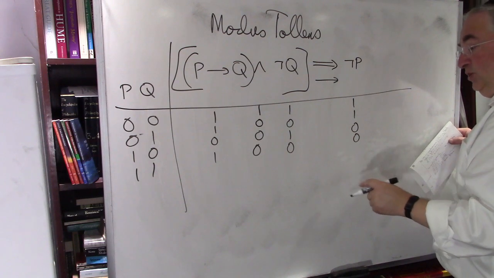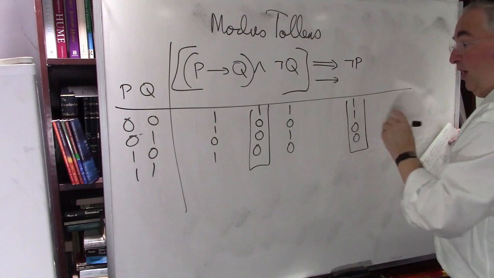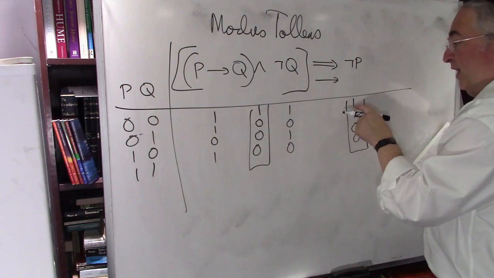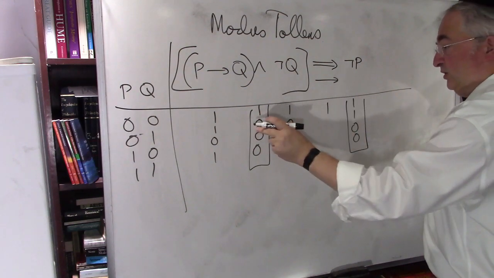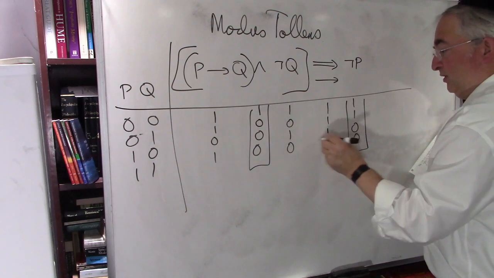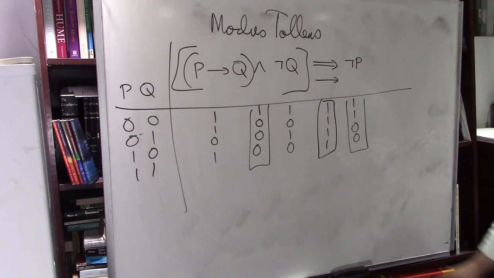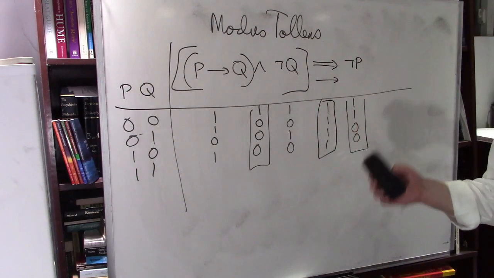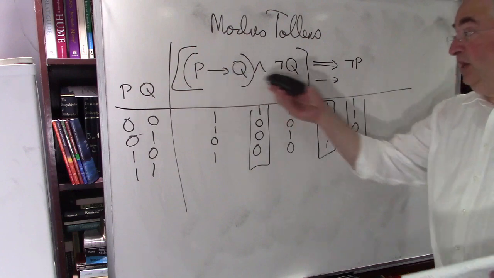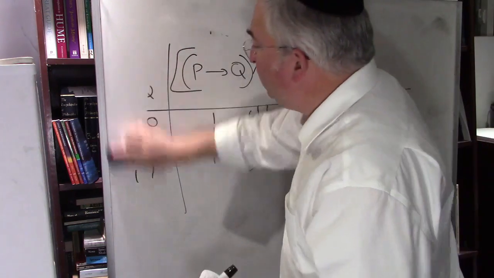Okay, question. This is not the same as this, but it implies it. Ready? 1 arrow 1 is 1. 0 arrow anything is 1. It's a tautology. Okay, so here are two examples of one logical statement implying another.